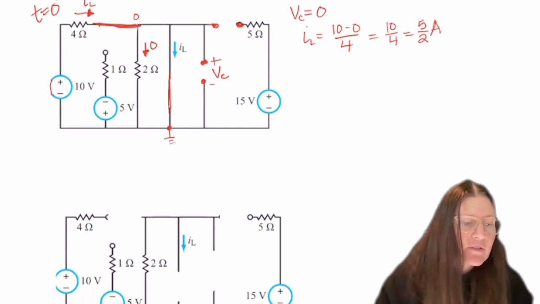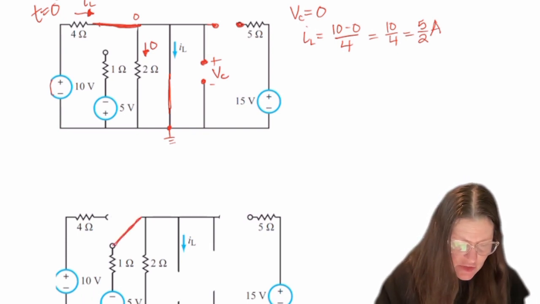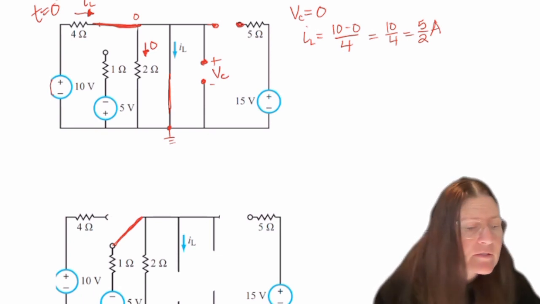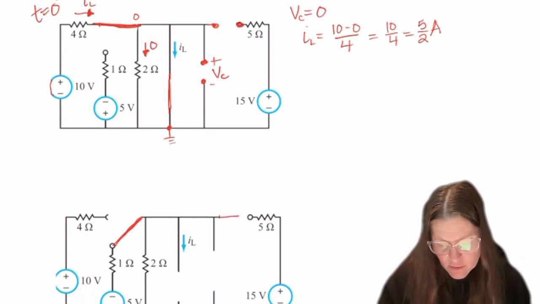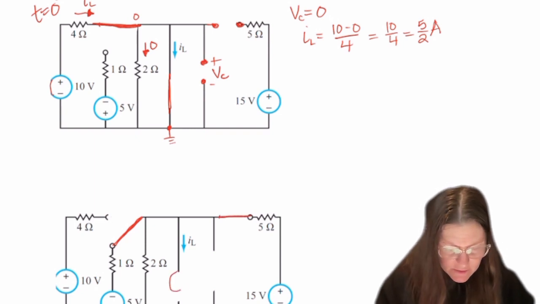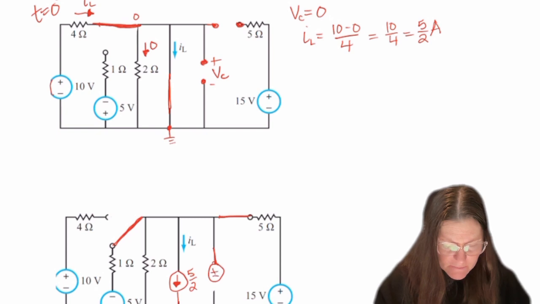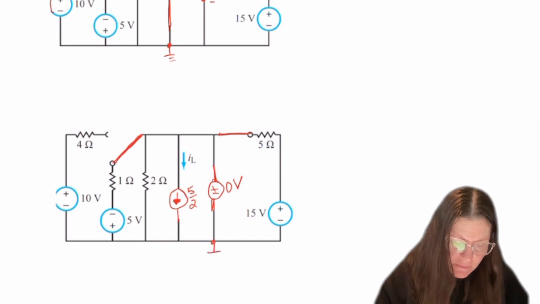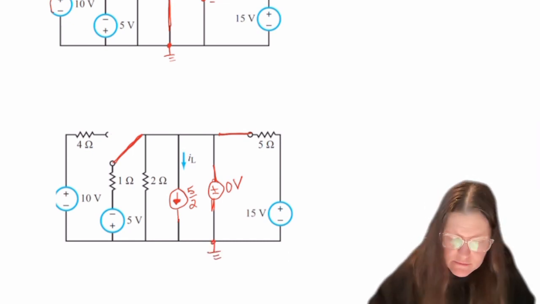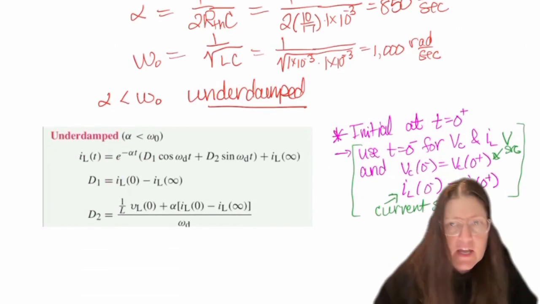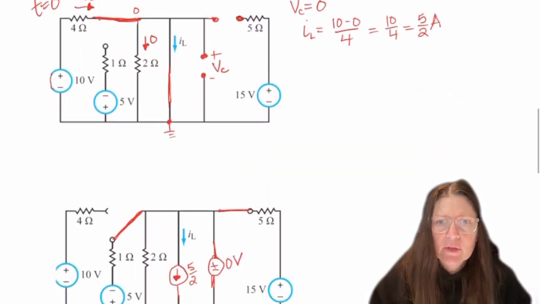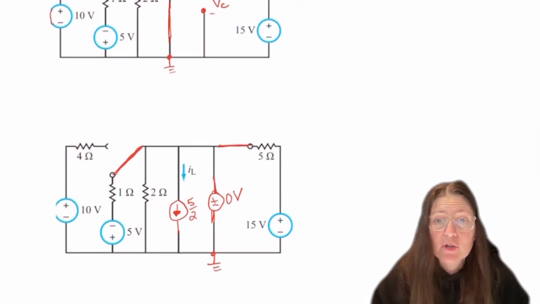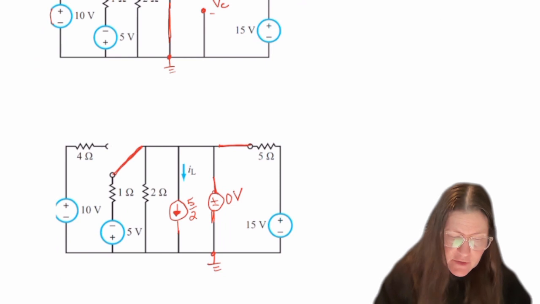And then right after the switch is moved to this position, and this switch has closed, so it would be here, and then this is going to be the current source of the 5 halves amps, and then I have 0 volts here. And I'm going to place the ground again here, and we wanted VL of 0.